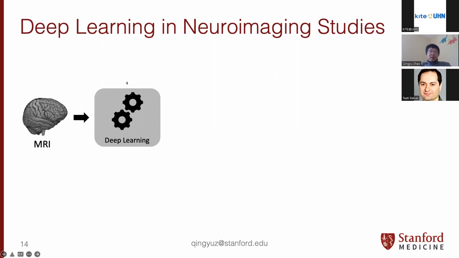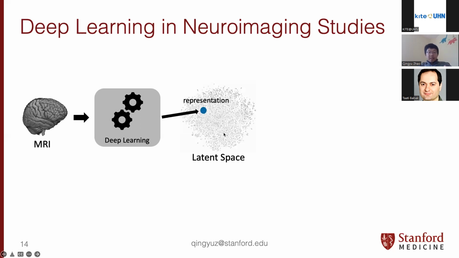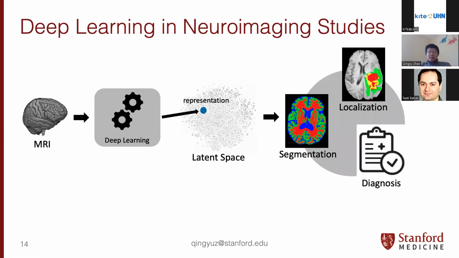So assuming you have a trained deep learning model and you input a raw MRI image into this model, which can automatically extract features from the MRI data. Here I call the extracted features the latent representation of MRI. And depending on the final application, this representation can be used to perform downstream tasks, for example, tissue segmentation, tumor segmentation, or classification of diagnosis labels.